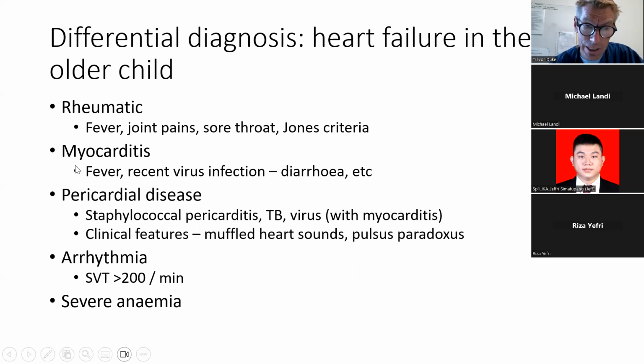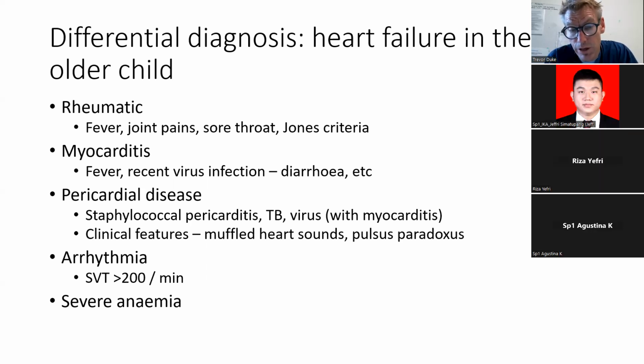The second one is myocarditis, and they won't always have diarrhea, but they usually have some pre-existing viral infection. For a week or two, they might have had a respiratory viral infection, and then they get worse with respiratory distress and heart failure. That's the common situation.